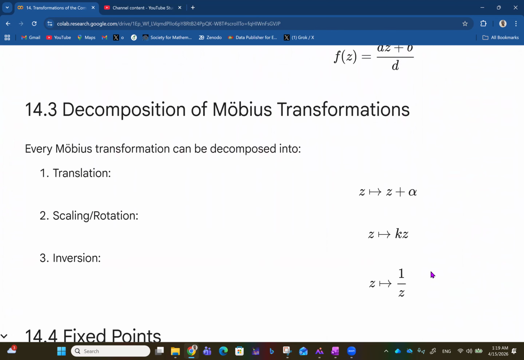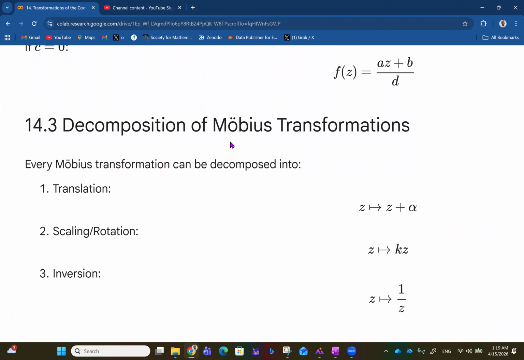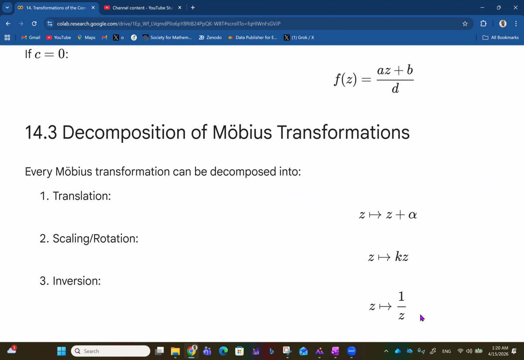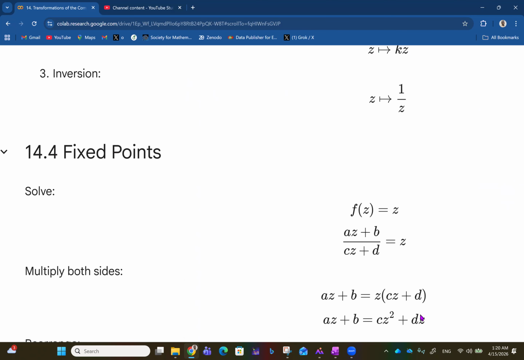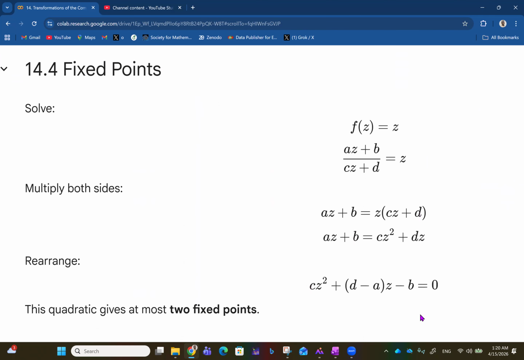Now we move on to decomposition of Möbius transformations. Every Möbius transformation can be decomposed into a translation, say z can become z plus a, then scaling and rotation, z can become kz, and then inversion, z can become 1 over z. So a Möbius transformation is like the summation of everything we have seen under transformation in the complex plane. And then we talk about fixed points.